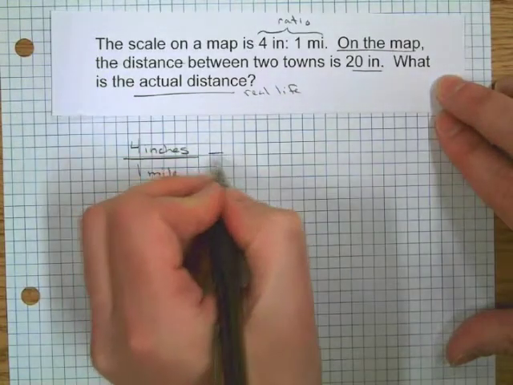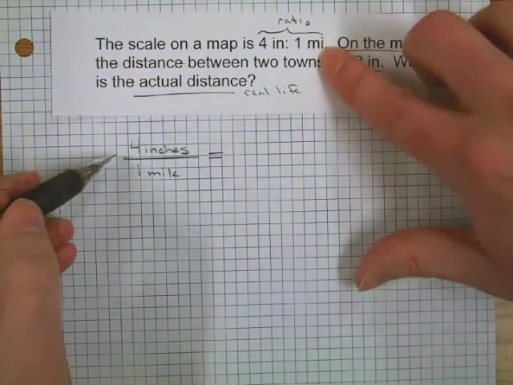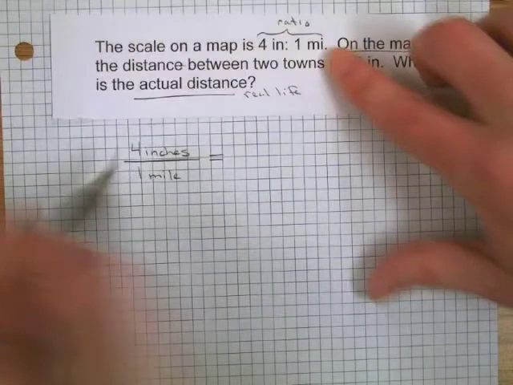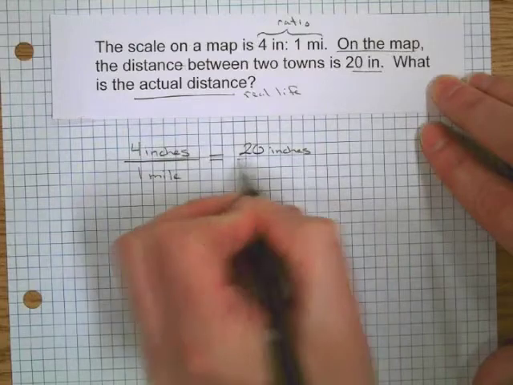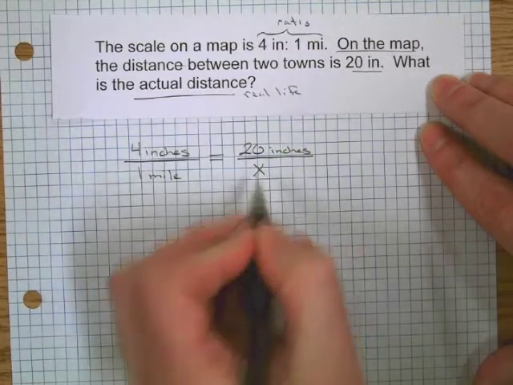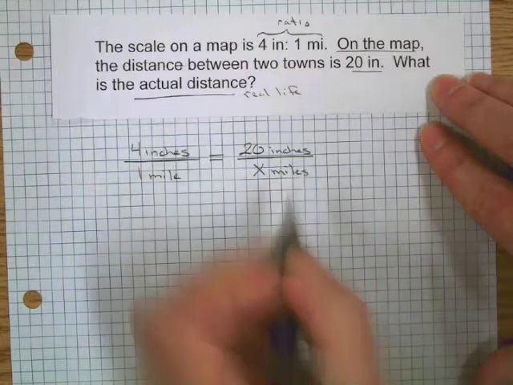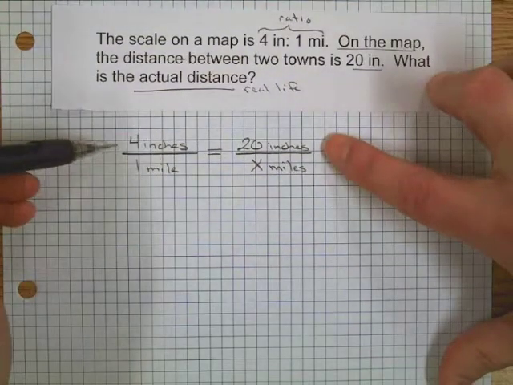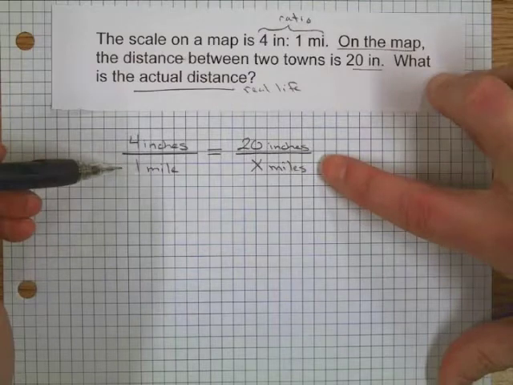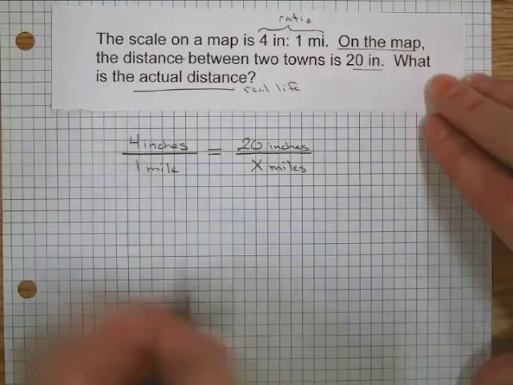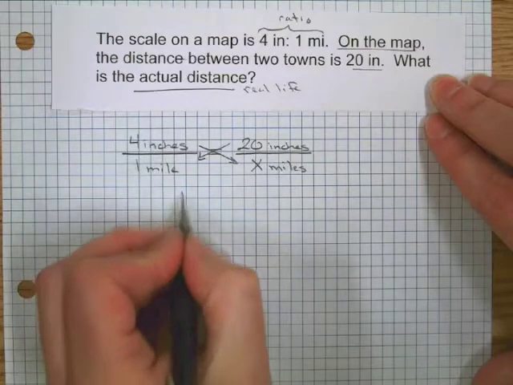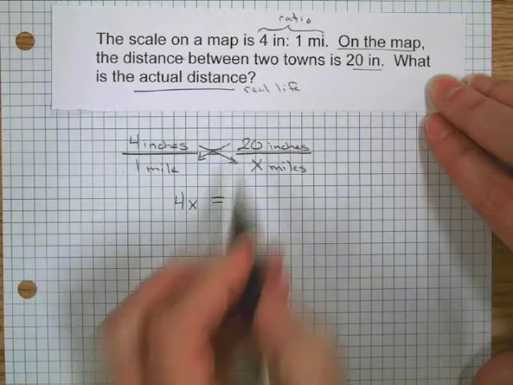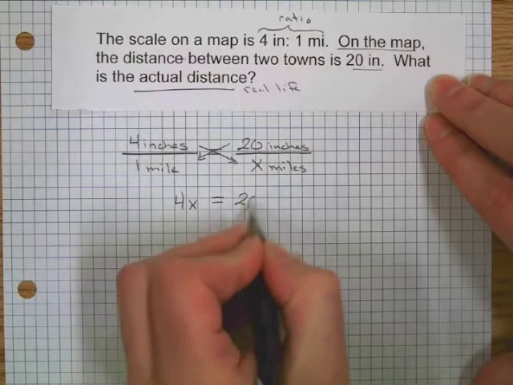So we can set up a proportion again. We can say 4 inches is to 1 mile as 20 inches is to some distance that we're trying to find out, some number of miles. And notice that I'm keeping the inches on the top and the miles on the bottom. So I'm keeping my units the same in the numerator and my units the same in the denominator. So here I can use cross products again. 4 times X is 4X, and that will equal 20 times 1, which is 20.